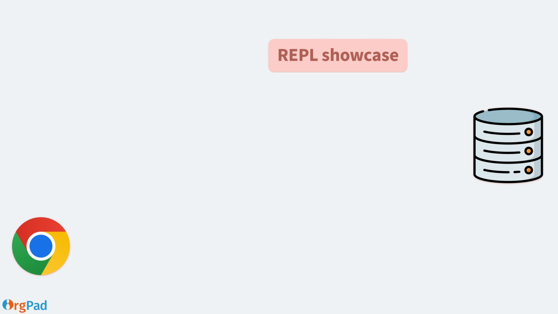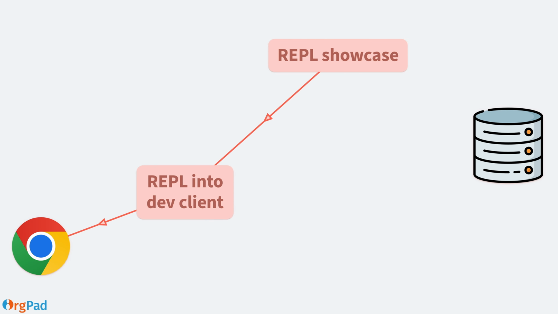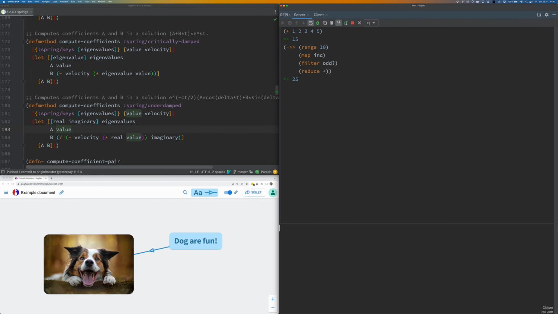OrgPad frontend is developed in ClojureScript and runs in a browser. Backend server, developed in Clojure, runs on JVM. So we have two different REPLs in development. One connected into a running application in the browser, and the other one connected into the server. So I have two REPLs.